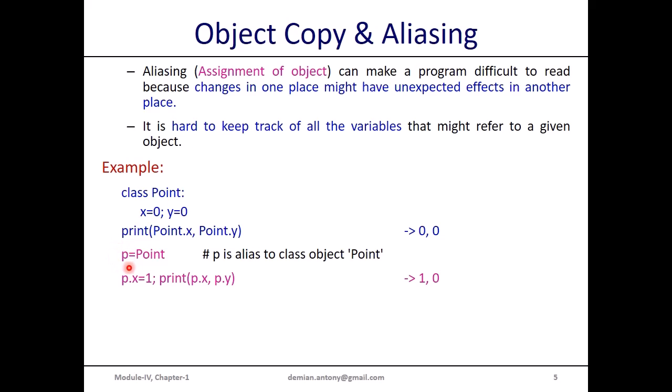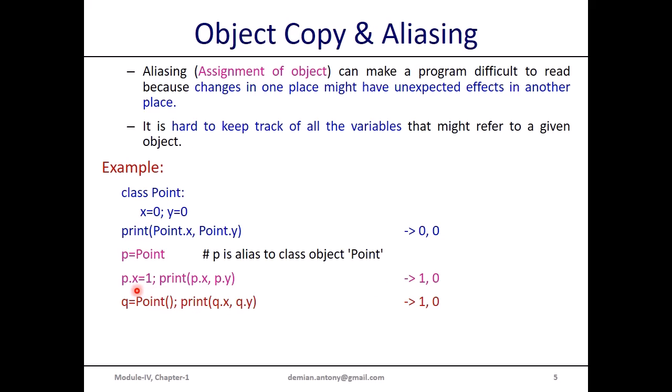P is also an object variable. Point is also a class object variable. So now p and point refer to the same memory location. And let me change the value of x through p. I'll change p dot x equal to 1. And let me print the values. I'll get values 1, 0. That is, x is changed to 1 and y is 0.